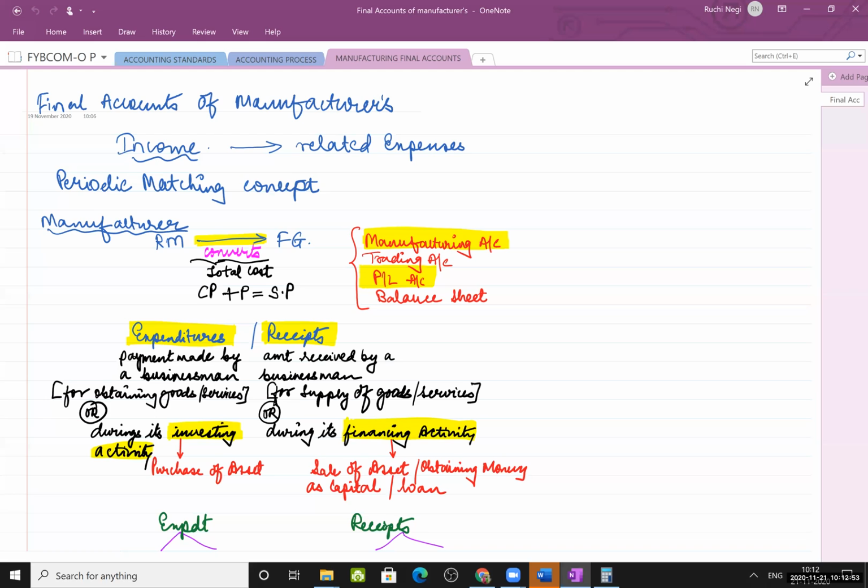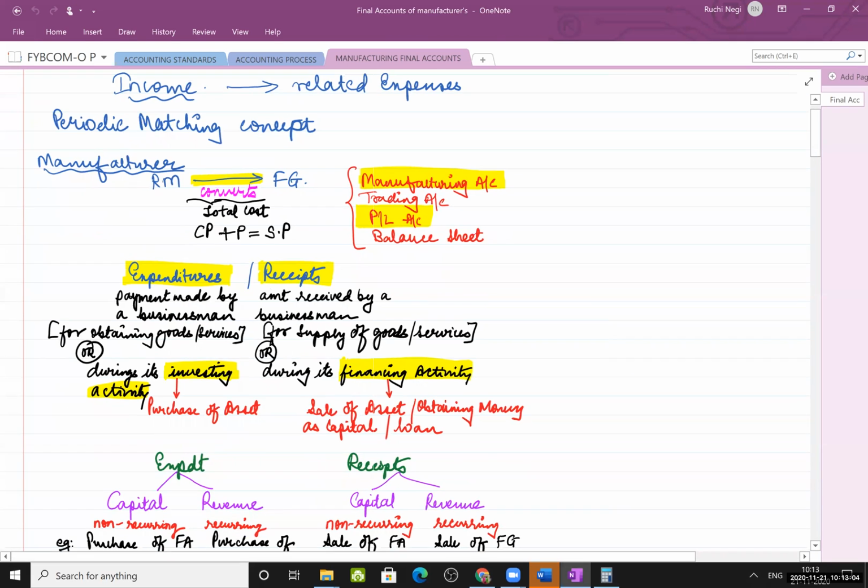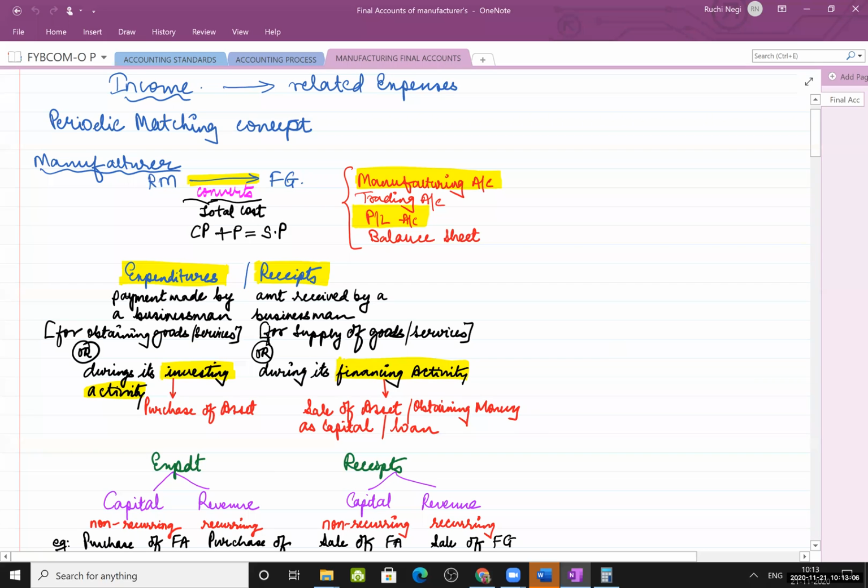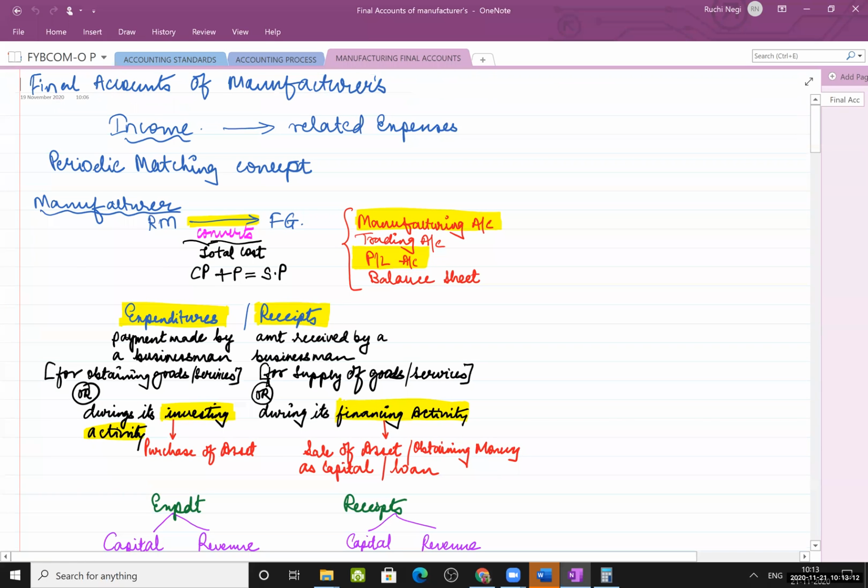Now, this year onwards, you are going to learn final accounts of manufacturers. Who is a manufacturer? A person who converts his raw material into finished goods. And I have told you the concept: cost price plus profit is equal to selling price. So this cost price is nothing but my total cost. And this year in final accounts, trading, P&L and balance sheet, apart from that, there is one more new ledger that we are going to prepare, the manufacturing account.